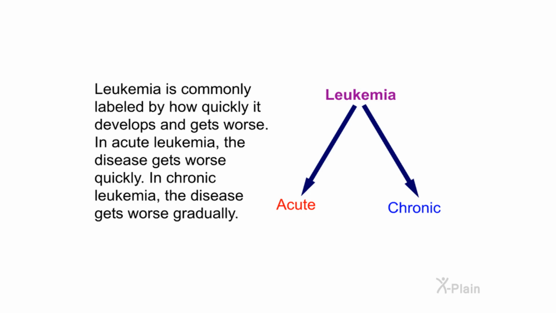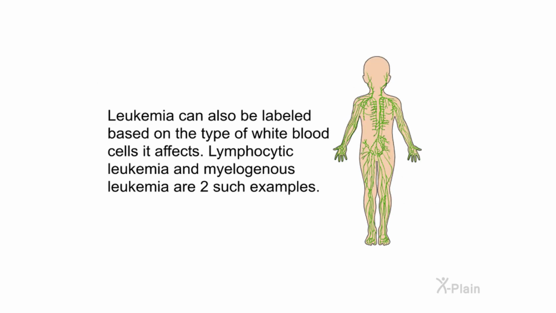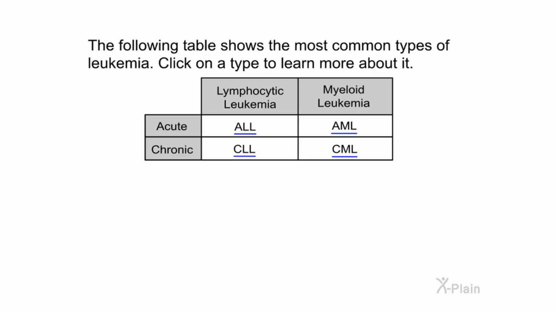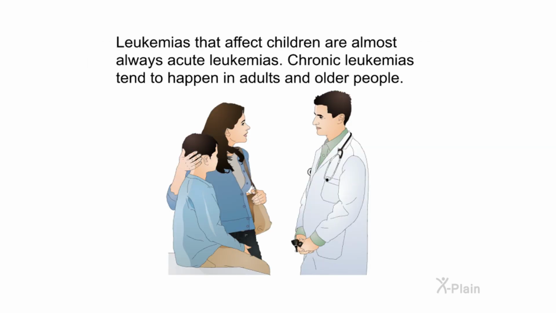Leukemia is commonly labeled by how quickly it develops and gets worse. In acute leukemia, the disease gets worse quickly. In chronic leukemia, the disease gets worse gradually. Leukemia can also be labeled based on the type of white blood cells it affects. Lymphocytic leukemia and myelogenous leukemia are two such examples. The following table shows the most common types of leukemia. Click on a type to learn more about it. Lymphocytic leukemia, myeloid leukemia. Leukemias that affect children are almost always acute leukemias. Chronic leukemias tend to happen in adults and older people.